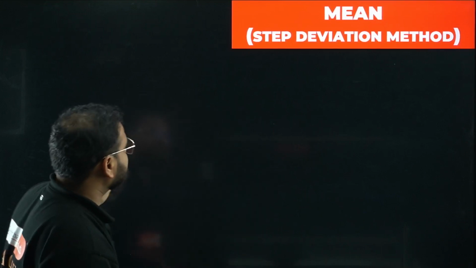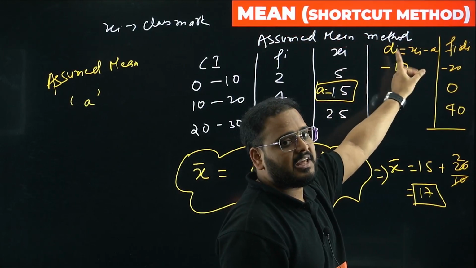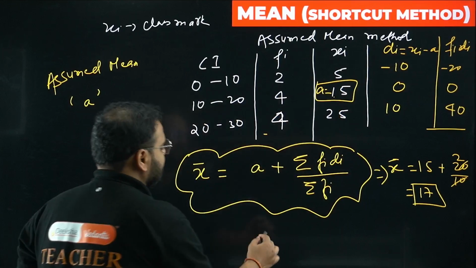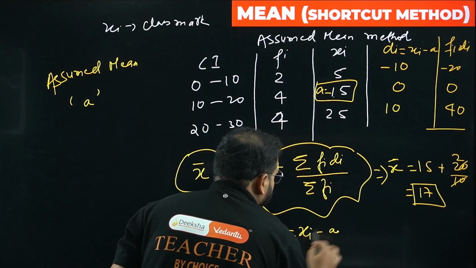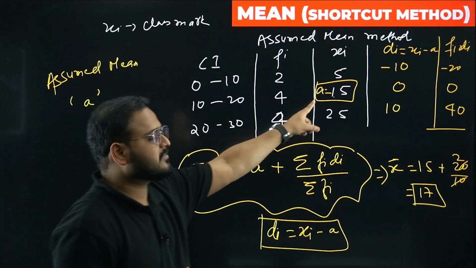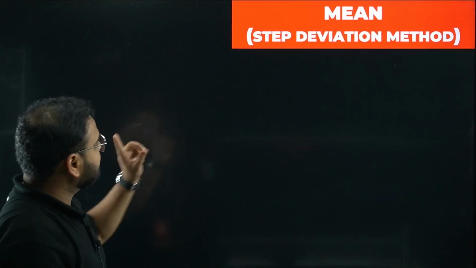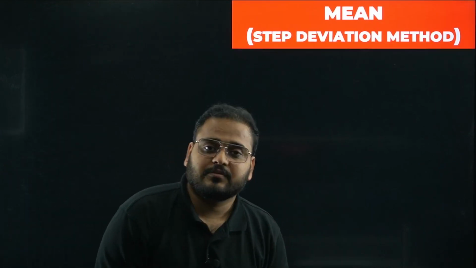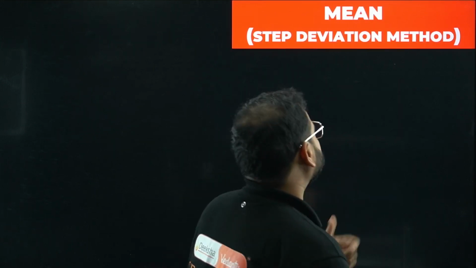Check this out. We already had a deviation over here, no? Di was xi minus a, right? Very important. What is di value? I forgot to write it over here. Di is given as xi minus a, where a is assumed, like this 15 over here. Now what about this? We create a step in deviation. We create a step, meaning we divide by something to make it further smaller, to have our calculation further easier.